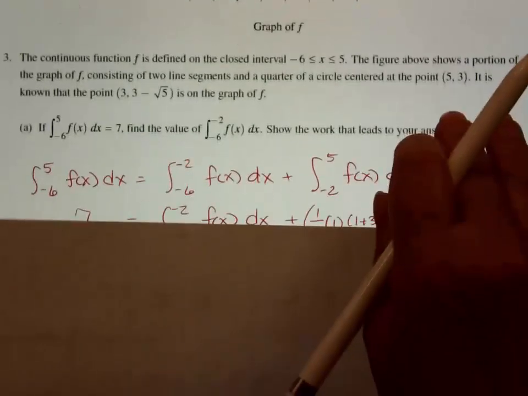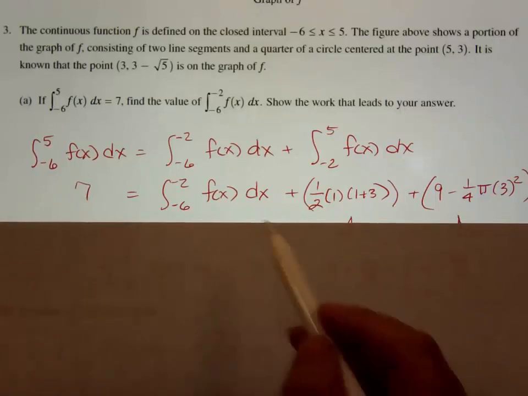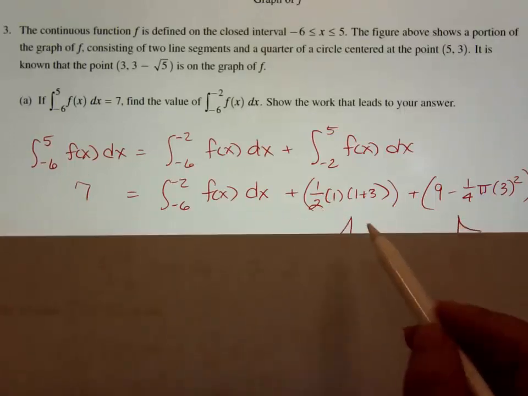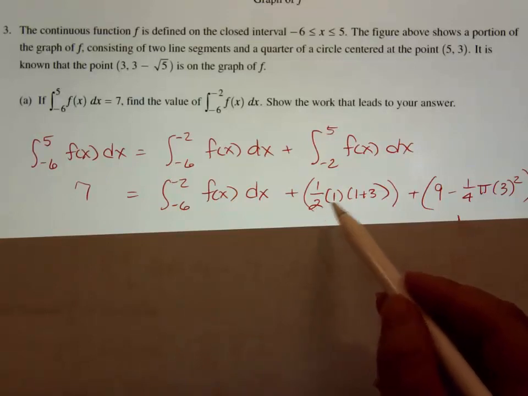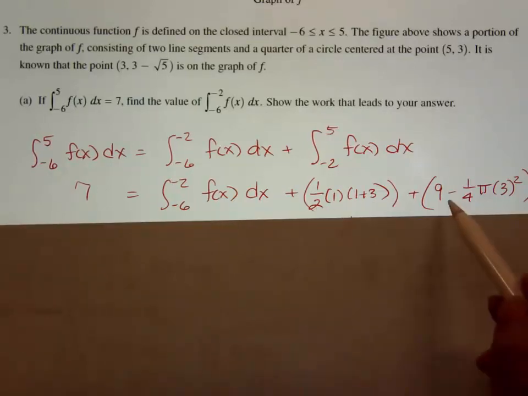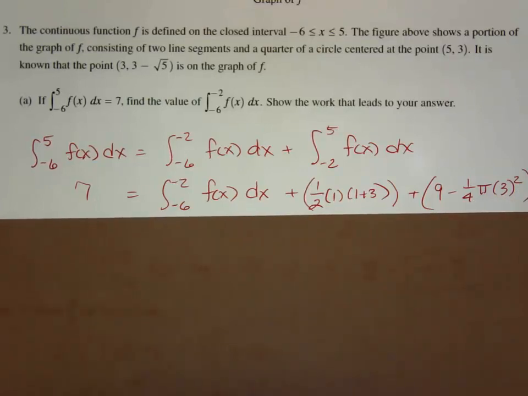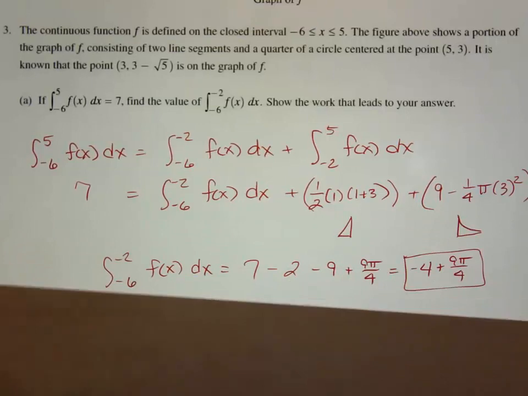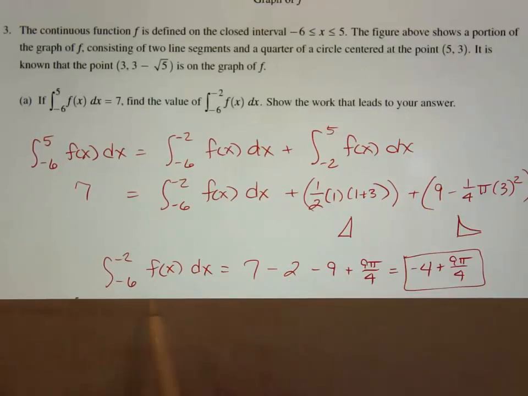So come down here. -6 to 5 was 7. This is what I'm solving for. This came out to be, this is the trapezoid, 1/2 the base and the sum of the heights. And then that area formed by the quarter circle is 9 minus 1/4 of pi radius squared, the radius being 3. Okay, so when you bring this down, after solving for the integral that I don't know, bring everything else to the other side. So it's 7 minus 2 minus 9 plus 9 pi over 4, because when it comes over it changes sign, so it's -4 plus 9 pi over 4. That is the area from -6 to -2.